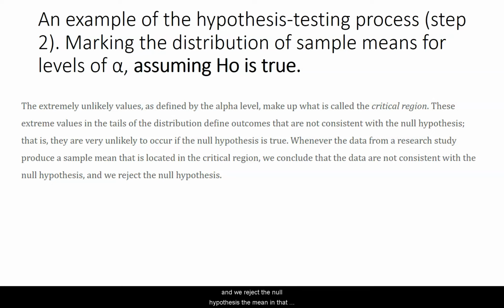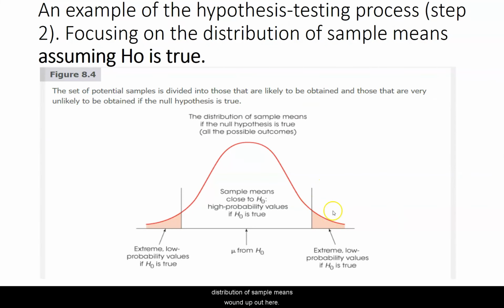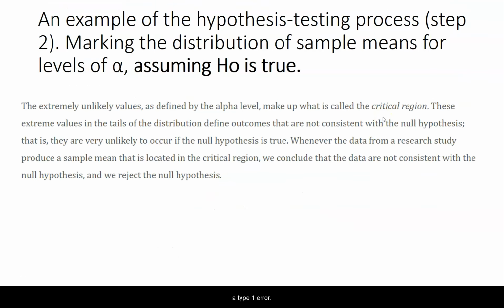Now here's the thing. Might the mean in that distribution of sample means wind up out here or here by chance? Yes. And if it did wind up here or here by chance, would we reject the null hypothesis? Yes. And is that an error of sorts? It is an error of sorts. We'll talk about that later, but that's a type 1 error, which can't be avoided. It just is what it is.